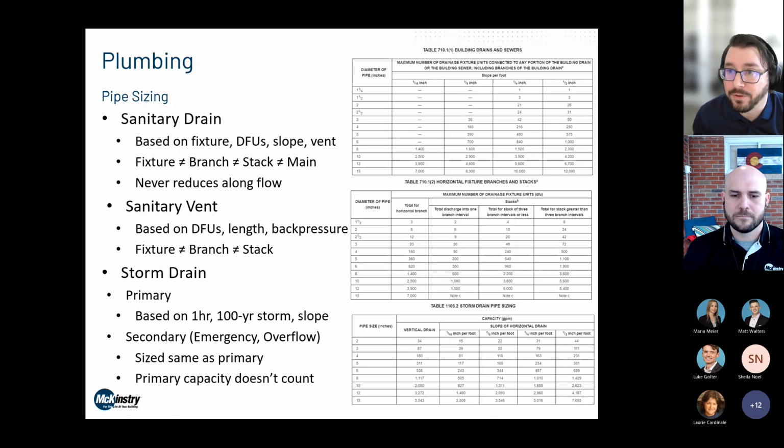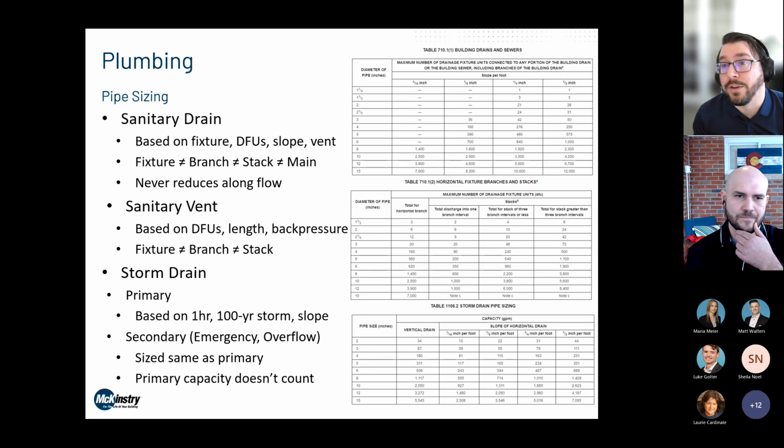The slope will have a little bit to do with how you size your pipe, but the GPM is going to be based on that rainfall. Usually storm drains, modern storm drain systems have a primary and a secondary. The secondary is primary, and you can't count any drainage that might happen to the primary when you're sizing the secondary. They are 100% redundant pipes.